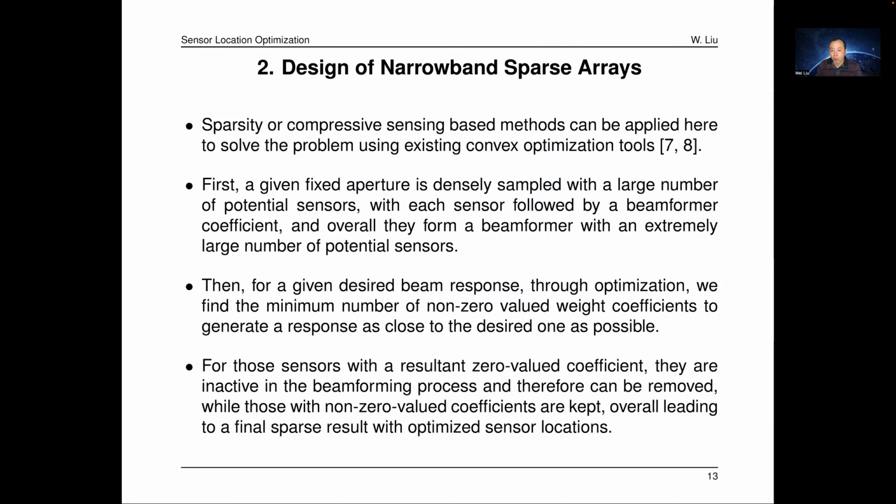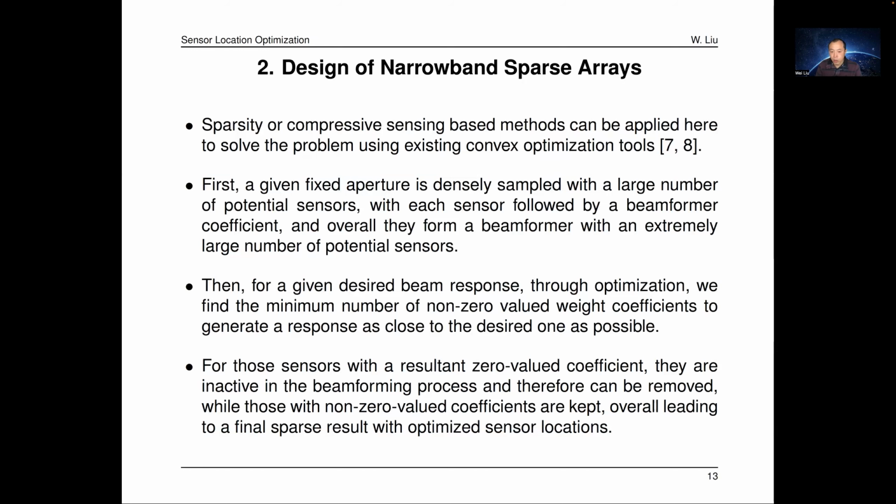Overall, these 1,000 sensors and 1,000 beamformer coefficients form a beamformer with an extremely large number of potential sensors. Then, for a given desired beam response, which we want to achieve, we find through optimization the minimum number of non-zero weight coefficients to generate a response as close to the desired one as possible.